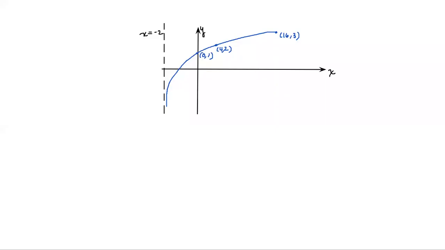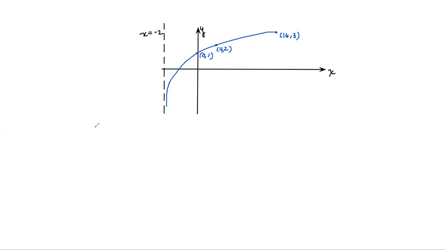Hi guys, now I'm going to show you how to find the rule given a graph of the logarithmic function. So given this graph, we have our x-axis, our y-axis, our asymptote, which is x equals -2, which simply means that the function will never cross that asymptote. And we have 3 points: (0, 1), (4, 2), and (16, 3). Now, how do I find the rule?